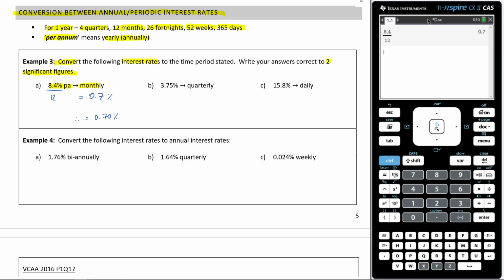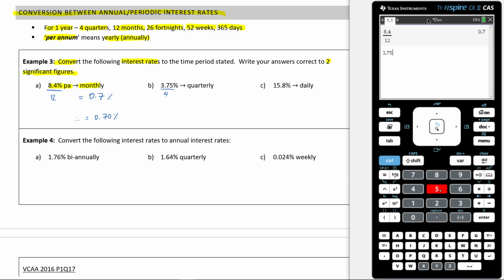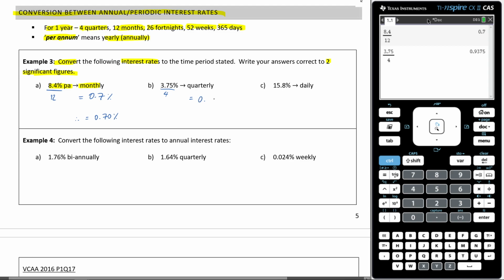The next one, 3.75% needs to be taken to quarterly. Well, that means I divide it by 4. So I'm going to take 3.75 and divide that by 4. And that's going to leave me with 0.9375%. If I was to round that to two significant figures, what I'm going to end up with is 0.94%. Now it's to two significant figures.